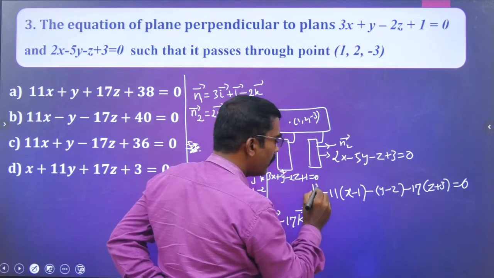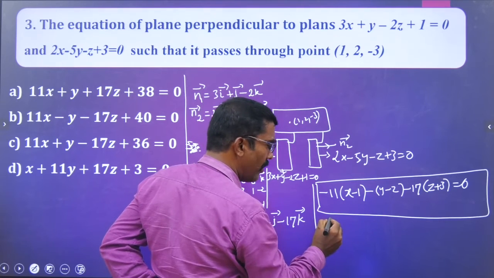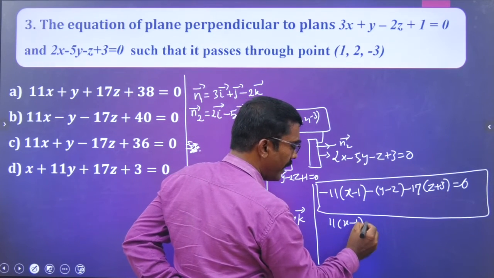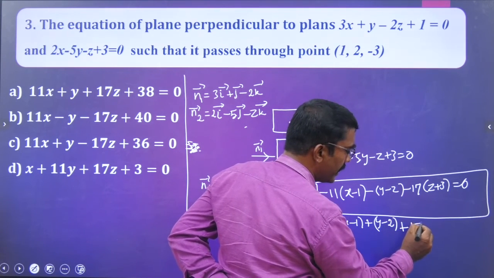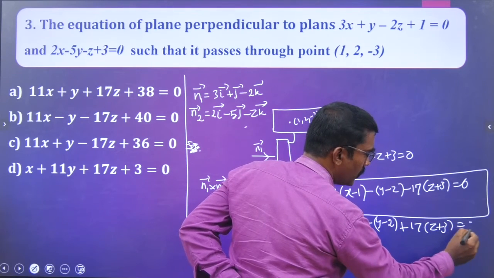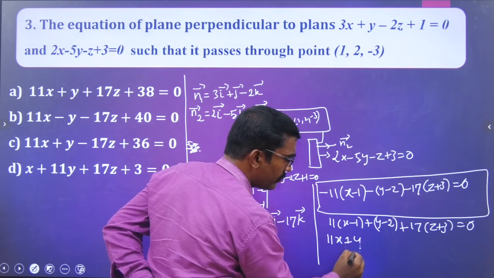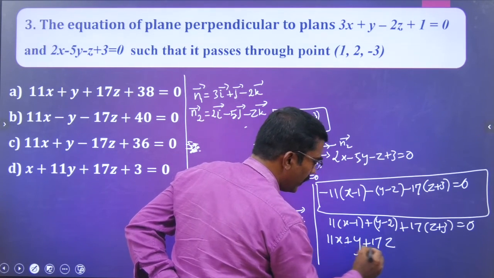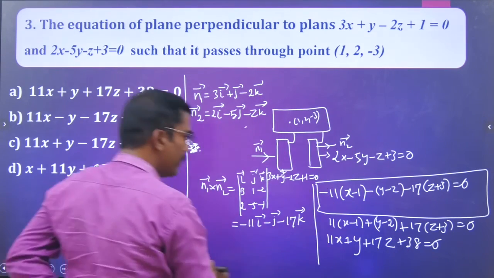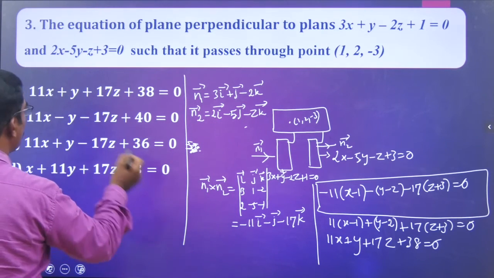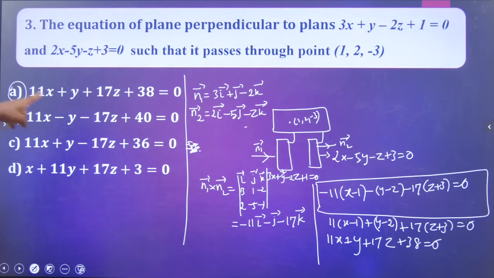This is the shortcut to find the plane equation. Then simplification: divide by minus on both sides. We have 11 into x minus 1 plus y minus 2 plus 17 into z plus 3 equal to 0. After simplification, 11x plus y plus 17z, and plus how much? Plus 32 equal to 0. So what is the value of this question? I think A is the correct answer, right? 11x plus y plus 17z plus 32 equal to 0.